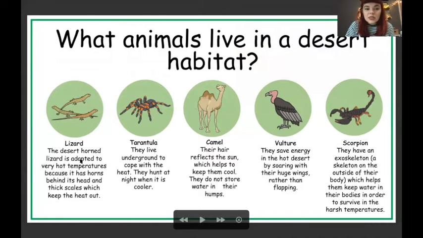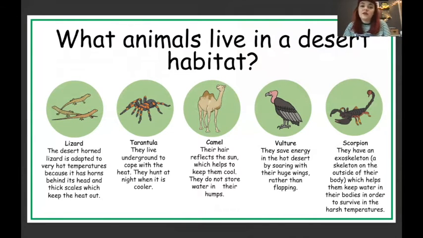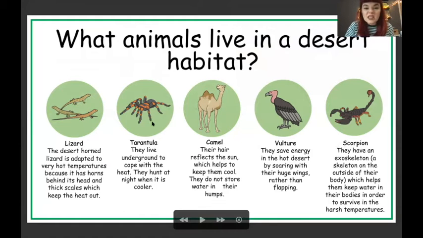And the desert horned lizard is adapted to very hot temperatures because it has horns behind its head and thick scales which keep the heat out. So that's a really good adaptation that the lizard has had to make to survive in the desert habitat. We've also got things like tarantulas. So they live underground to cope with the heat, so it's much cooler under there, and they hunt at night when it's much cooler too.